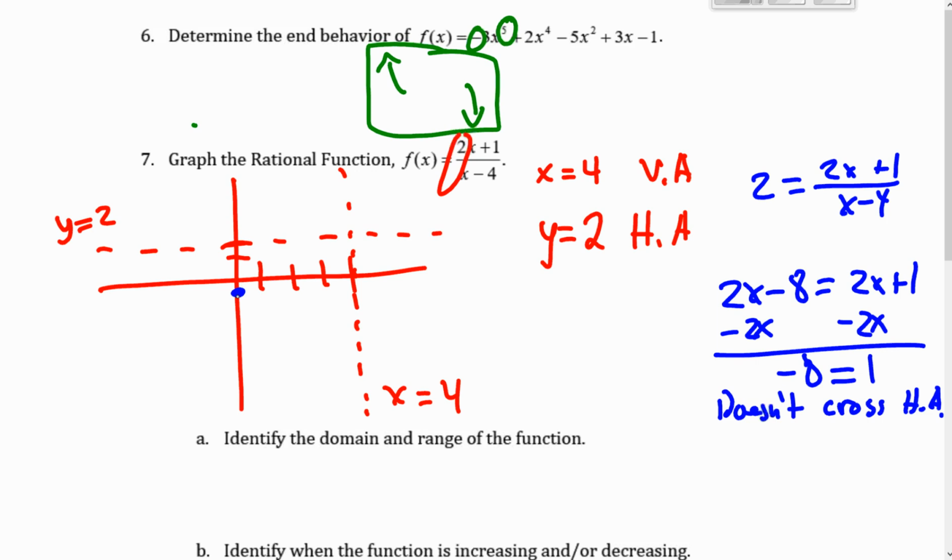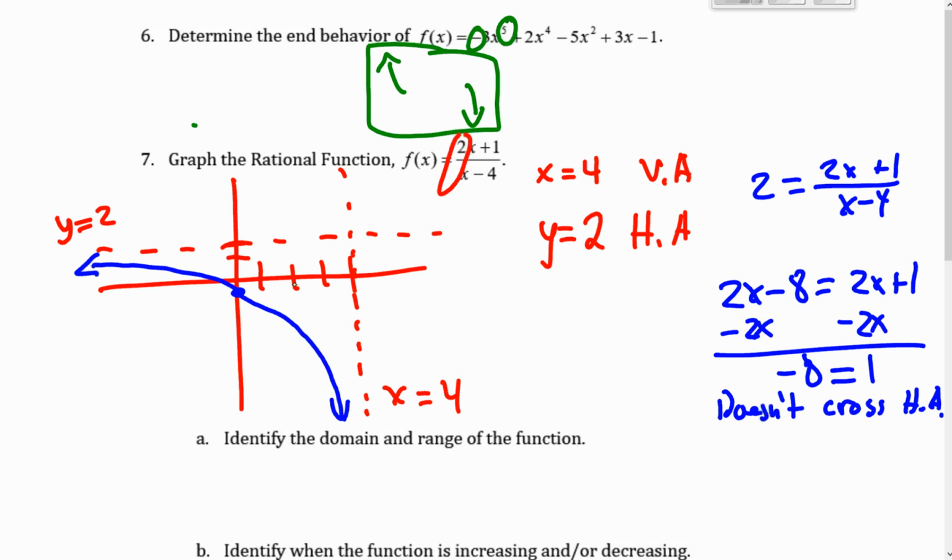And that's really all I need, because I know I can't go up, and I can't go through that line because I already tested it doesn't cross, right? So that means I'm going to go this way, okay? Because I can't go up from here, because then I would start crossing those lines, right? So I'm just going to approach my horizontal asymptote, and then I'm going to approach my vertical asymptote.